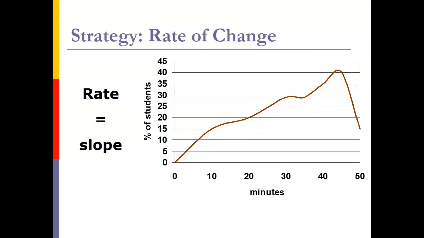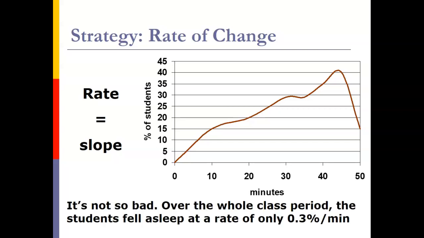Now, just remember, when we're analyzing this, that rate is equal to slope. And so the professor can do a really quick analysis and say, hey, dean, it's not so bad. Because during the whole class period, students have only fallen asleep at a rate of 0.3% per minute. Okay, so that's a 50-minute class period at 0.3%. That's only like 15% total for the whole class period. So what's the big deal?